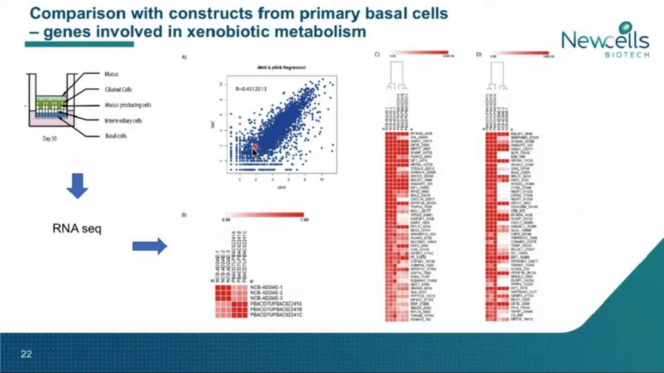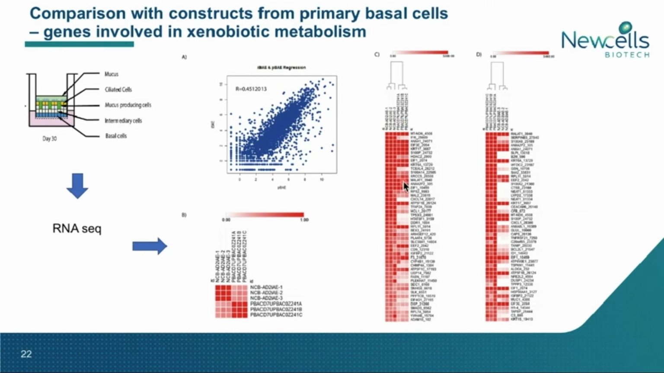Now, if we compare an RNA-seq experiment, which we performed on airway constructs made from induced pluripotent stem cell-derived basals and primary-derived basal cells, we can see that there's a not unreasonable correlation between the transcriptomes of those two types of construct. And if we look at that in a little more detail, this heat map shows the relative levels of gene expression of three replicates of our iPS-derived constructs compared to three replicates of primary-derived.